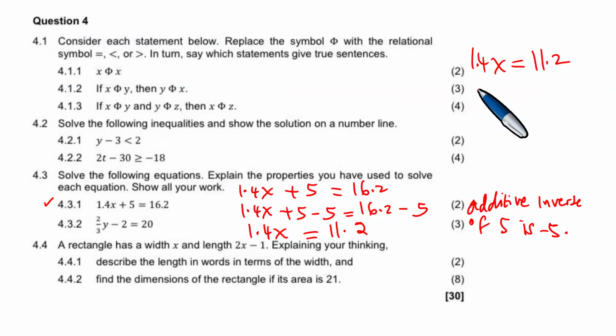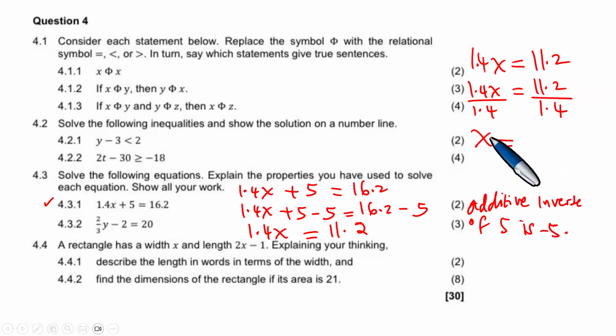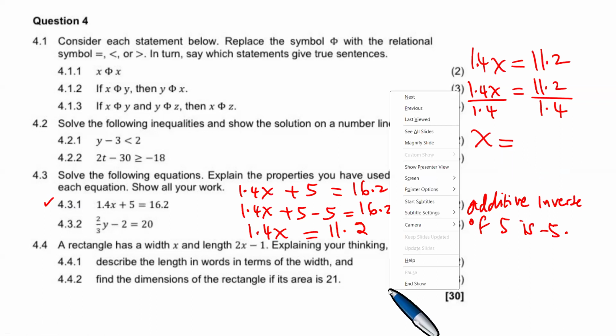Then you take the 1.4x, which is 11.2, and you divide by 1.4. So you have 1.4x equals 11.2, divide by 1.4 on both sides, and therefore we have the following. Right, so at this point, we perform the division here.